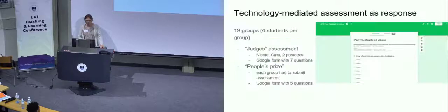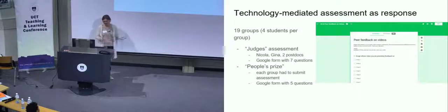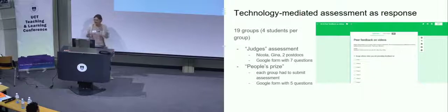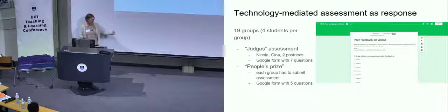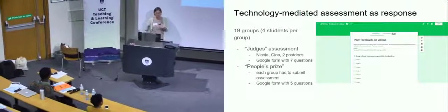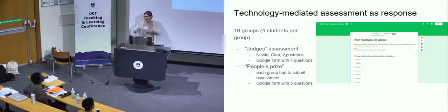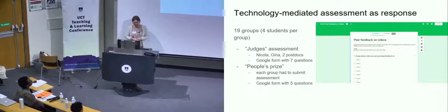So during the video festival, each of the groups and a group of judges evaluated each video. The official judges were Nicola, myself, and two postdocs, so we had a panel of four people, and we had seven questions that we assessed the videos on. And then there was the People's Prize, where each group had to submit their assessment of the other videos. And I think that was quite an important process to keep all the groups engaged in the activity.